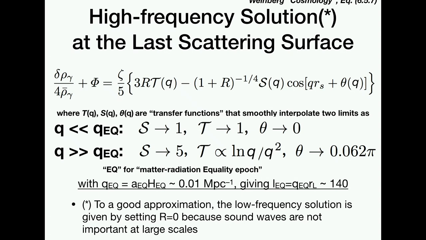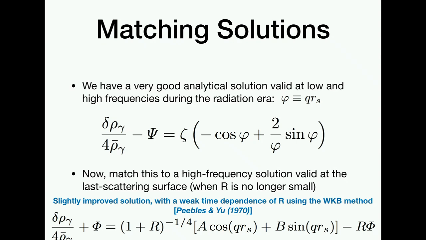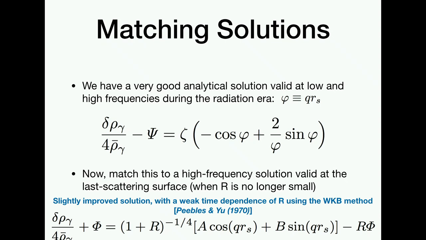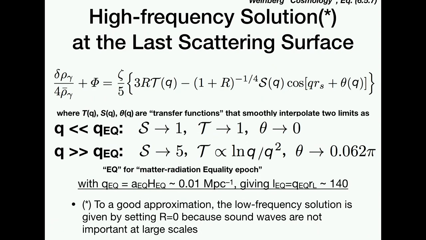Okay? Here, there's a 3R factor. And this comes from that term here. Once again, phi is 3/5 of zeta, so that's why you have 3/5 of zeta here. R here, and T, what is this T? This is the same T that the professor just showed you, the transfer function. It goes to 1 in the low frequency limit and goes as 1 over Q squared because the potential decays during the radiation era. We derived that result analytically yesterday as well. The potential decays because of the Poisson equation. You have log Q here because the dark matter potential actually grows logarithmically on small scales. So we know all of this.